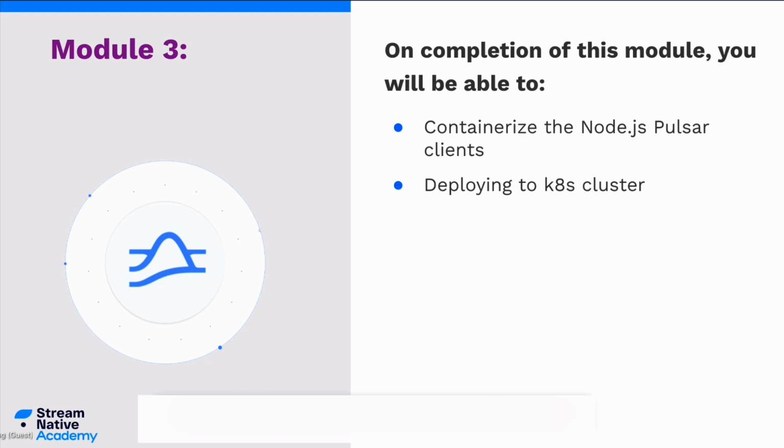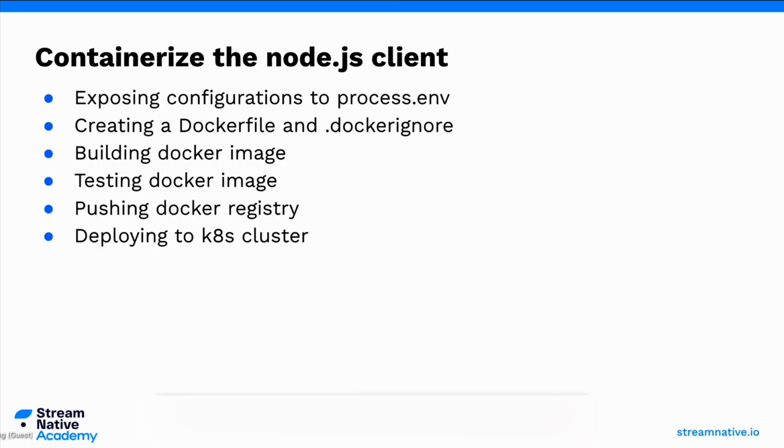The beauty of Kubernetes is that if your Node.js client is slow, you can scale up or scale out, increasing the number of clients to consume or produce the data. So it makes your operational effort smaller, and you can focus on your business. Module 3 will talk about how to do this.